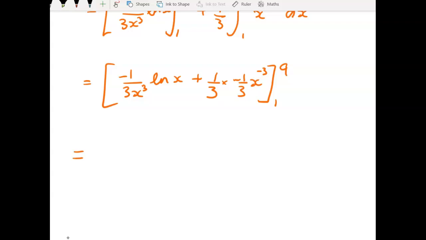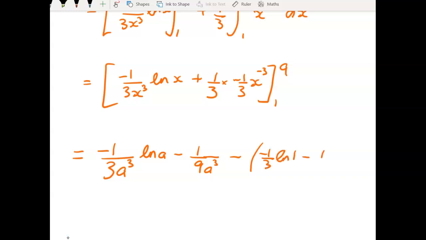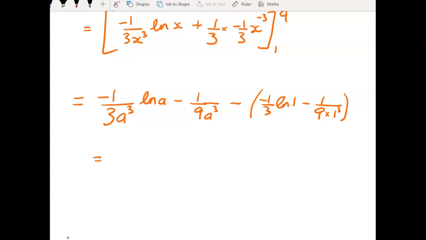So substituting in a first, we get -1/3 a cubed log of a minus 1/9 of a cubed, minus, the value at 1: -1/3 times the log of 1 minus 1/9 times 1 cubed. And you can see we get quite a lot of cleanup. We get -1 over 3a cubed log of a minus 1 over 9a cubed. This is just 0, so now I have plus 1/9.